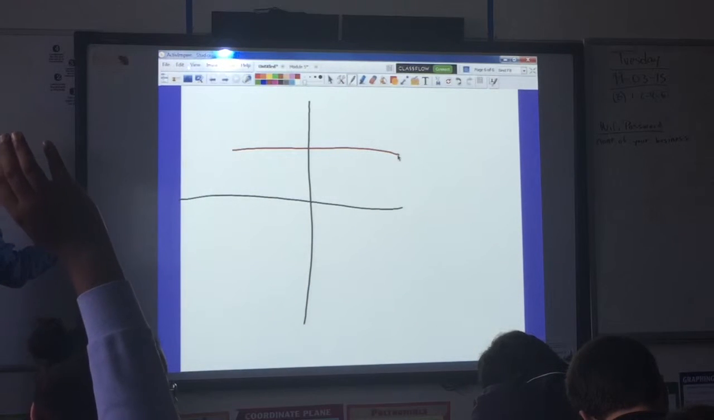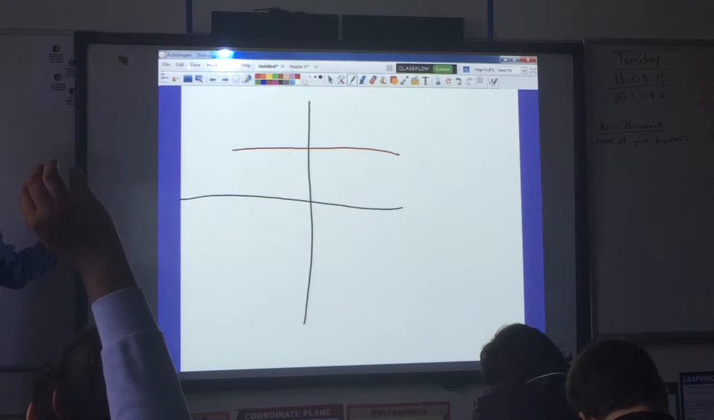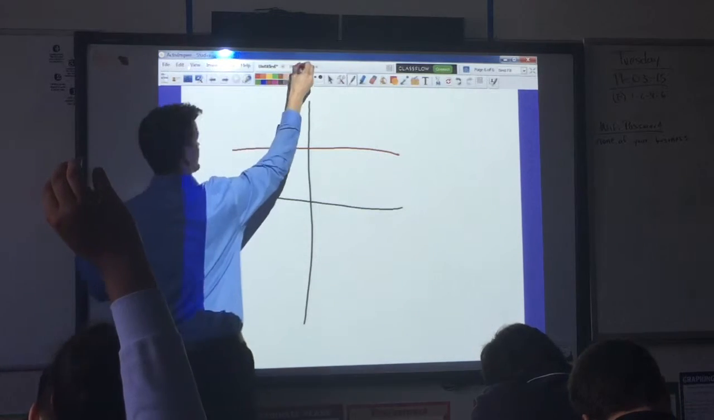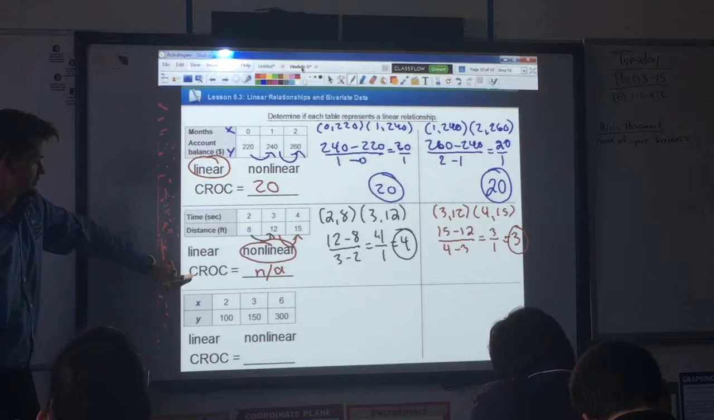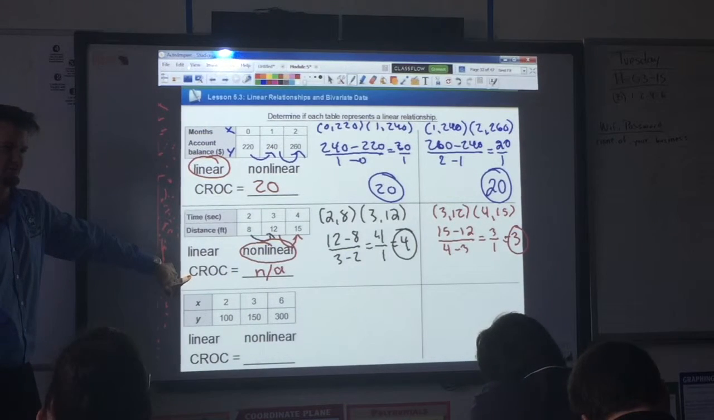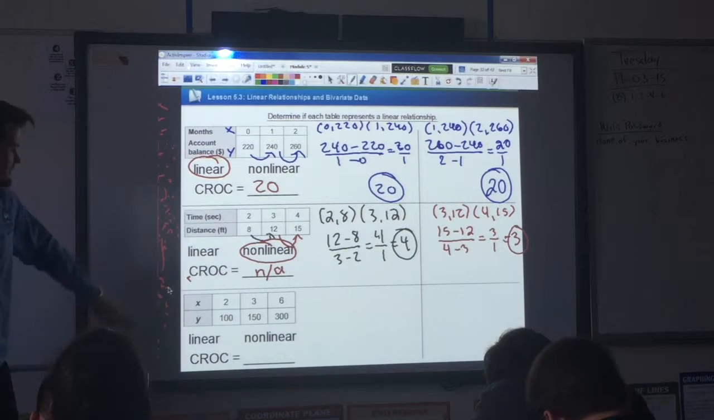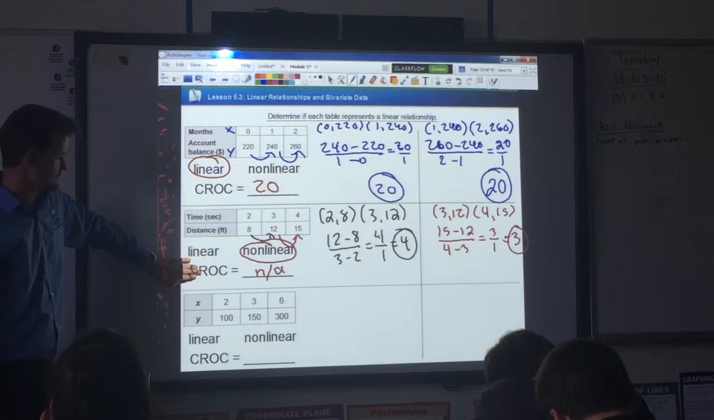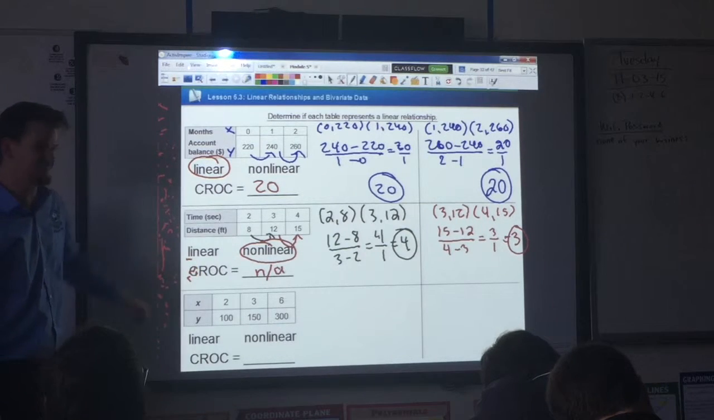You said not to put NA. You said to put varies. Well, now here's the thing. If I was asking you for the rate of change, you could say varies. But I'm asking you if there is a constant rate of change. You can write nothing, you can write NA.